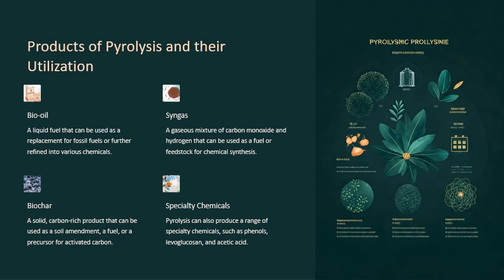Okay, so now we're going to talk about the products of pyrolysis and their utilization. As I mentioned earlier on, we have bio oil, we get syngas, we get biochar, and we get some special chemicals like levoglucosan and acetic acid. So let's start with bio oil. So how can we use bio oil?